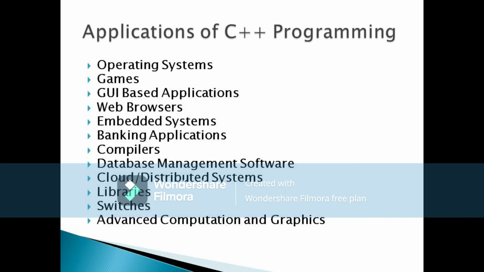Then next and the last application we have is advanced computation and graphics. Just like web browsers, all the graphic applications require fast rendering and high-end graphical processing. Computer vision or digital image processing software all use C++ as the backend programming language. So these are all advantages, disadvantages and a few real world use cases of C++ language. After this we'll start with the Java programming language.